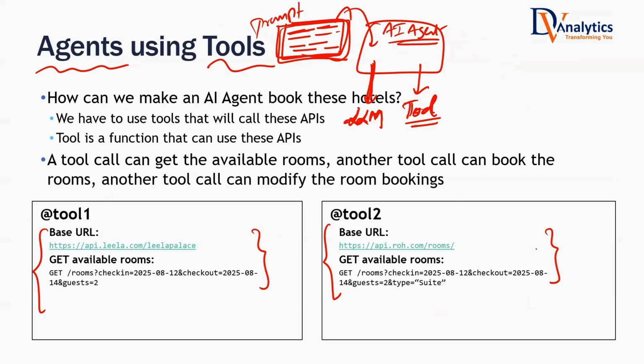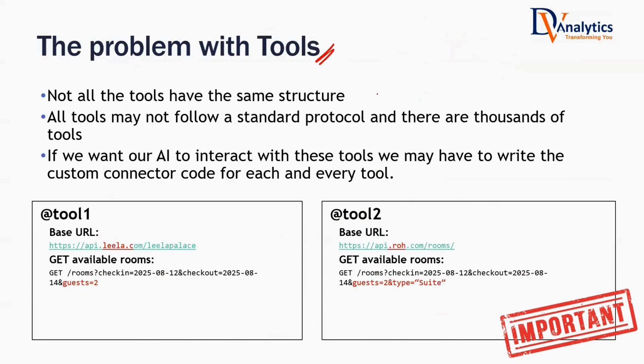Now we have to create a standard protocol or somehow normalize it. So what is the first problem with the tools? Not all tools have the same structure. All tools may not follow the standard protocol. There are thousands and thousands of tools. Even then, this is somewhat better.